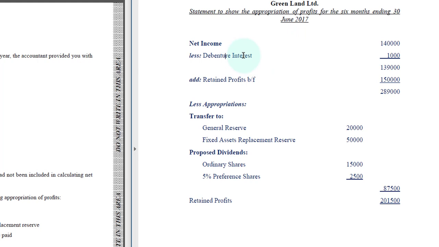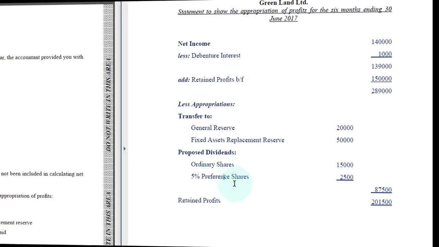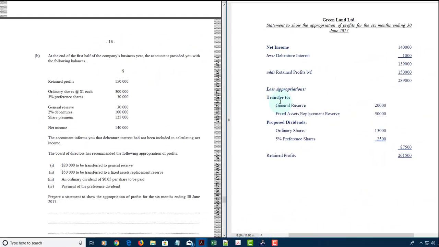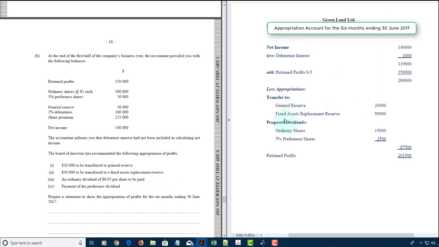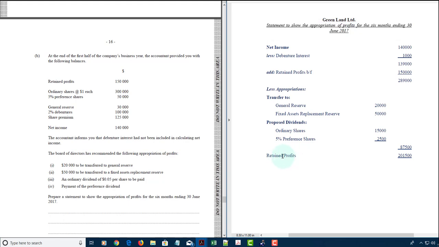If a balance sheet was to be prepared, debenture interest would be recorded as a current liability because we're told it was not yet paid or included in the calculation of net profit. This would be included along with the ordinary share and preference share dividend. All the other items under appropriation, the general reserve, the fixed asset replacement reserve, and the retained profit would be included in the financed by section of the balance sheet. Now, if the money is being transferred to various reserves, if there is an existing reserve with that name, it would simply be added to that reserve. If there is no reserve with that name already, you are going to be creating a new reserve. Afterwards you must remember to include your retained earnings.